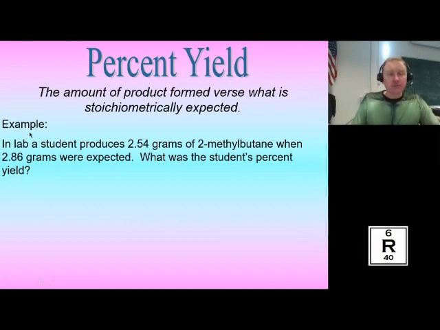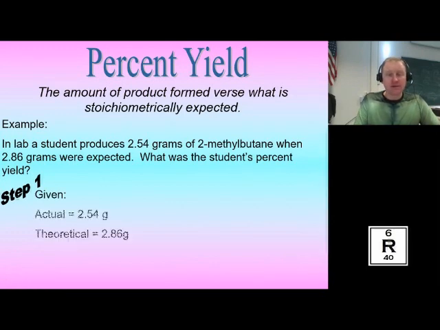So let's take a look at this problem here. In a lab, a student produces 2.54 grams of 2-methylbutane when 2.86 grams were expected. What's the student's percent yield? Percent yield, well, let's just take a look at this. We have to first analyze what is theoretical and what did they actually get.